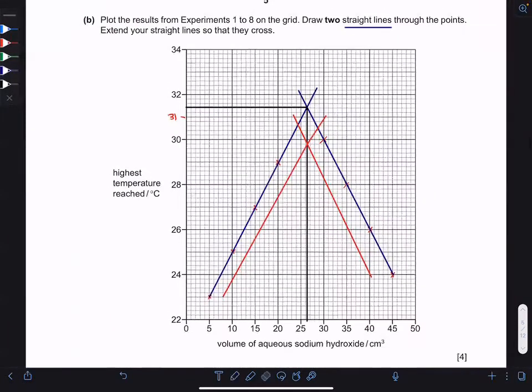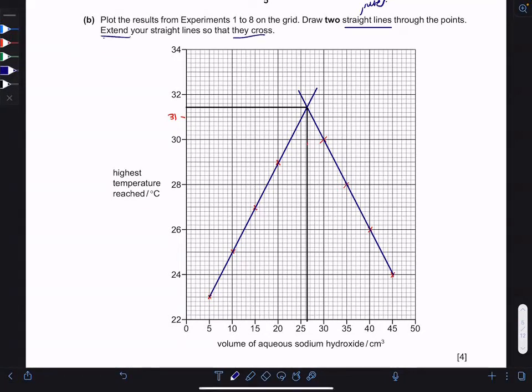I'll erase this just for now. Okay, he asked for drawing 2 straight lines. Straight lines, you must use a ruler. If he said straight lines, you must use a ruler. Okay, and then you need to extend your straight lines so the lines cross.